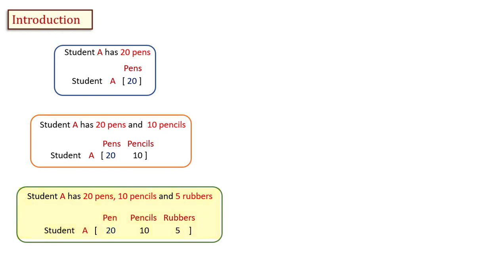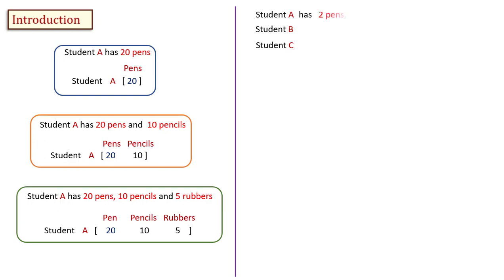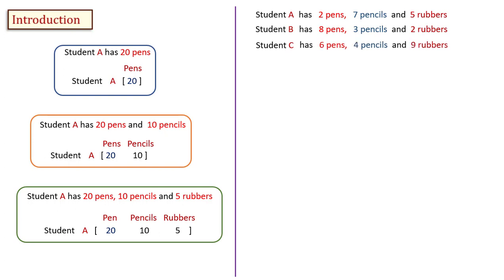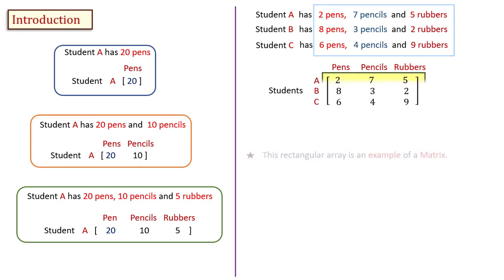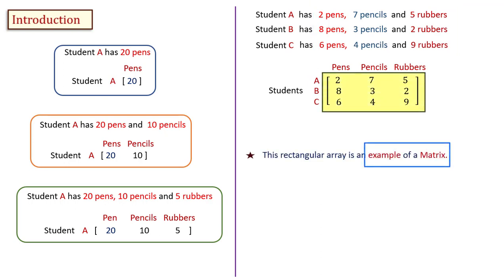Now, let us suppose that there are 3 students A, B and C, and the number of pens, pencils and rubbers possessed by each student are given as. Now, arranging these numbers in the order in which they are given and enclosing them in square brackets, we get a rectangular array of the form. This rectangular array is an example of a matrix.